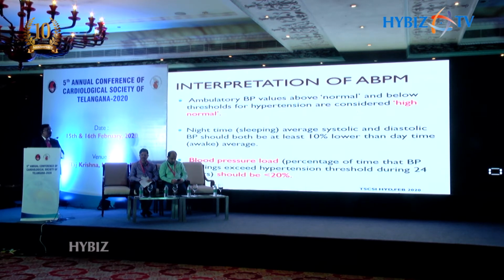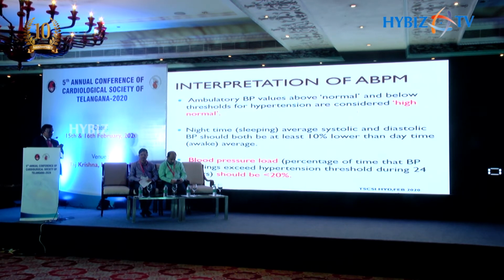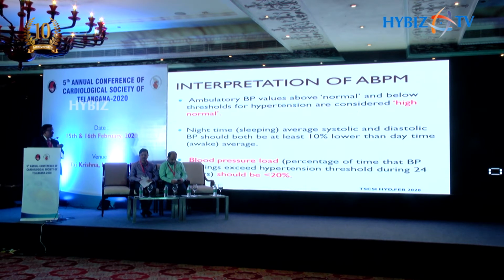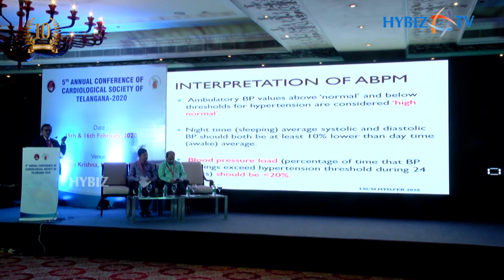So the ambulatory blood pressure values are definitely very important to understand whether somebody is really hypertensive, or probably having a high blood pressure, high normal values, or is developing stage 1, stage 2 hypertension. It is one of the important tools now recommended by the international agencies and authorities as a class 1 recommendation. The nighttime average systolic and diastolic blood pressure should both be at least 10% lower than the daytime blood pressure. So these are the points to be considered.